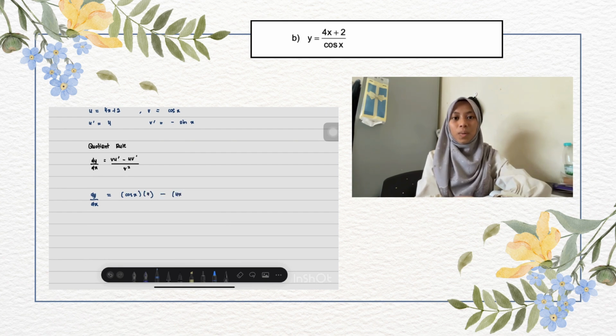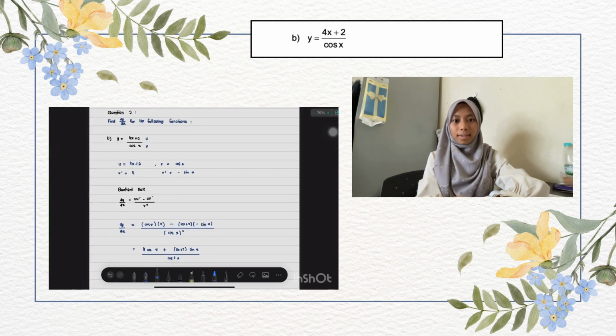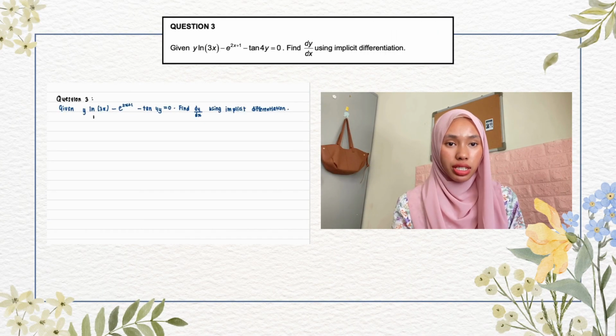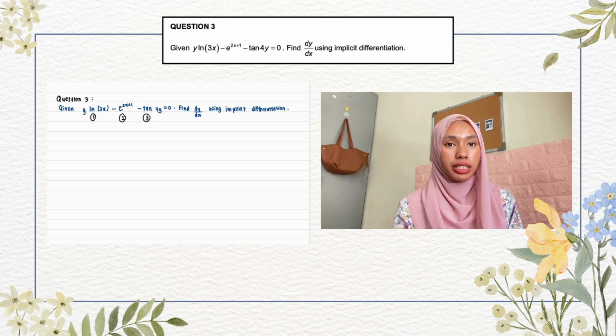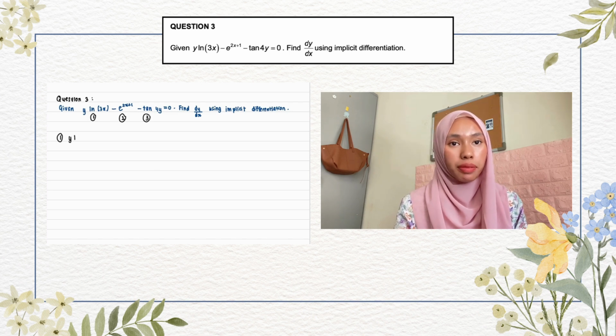For this equation, we will differentiate y, and then we will get dy/dx equal to cos x multiplied with 4 minus 4x plus 2 multiplied with negative sin x, divided with cos x squared. For the answer, we will get 4 cos x plus 4x plus 2 sin x divided with cos square x.